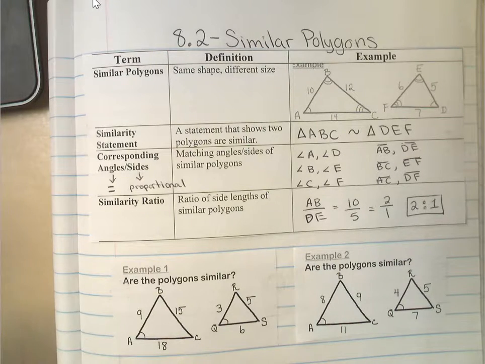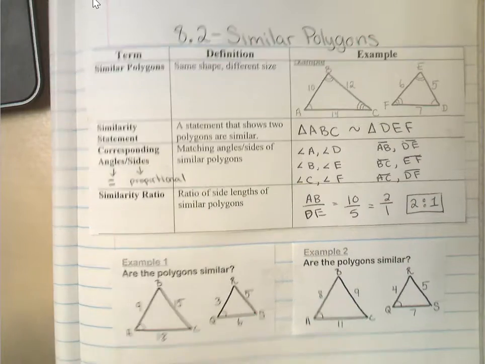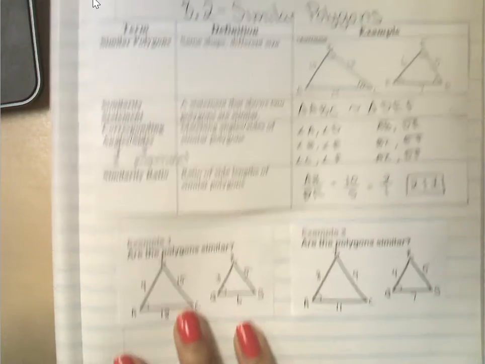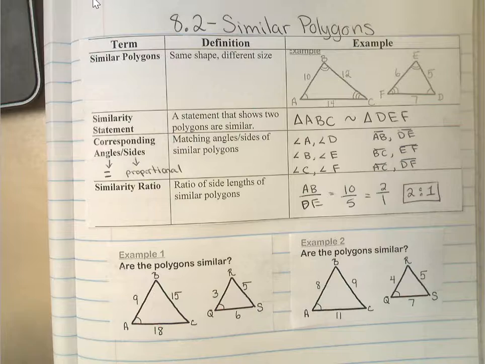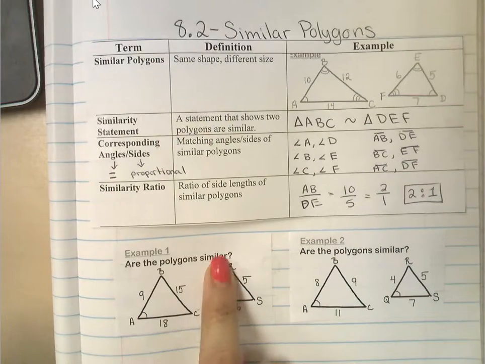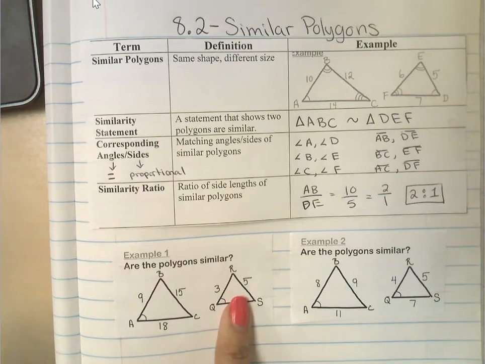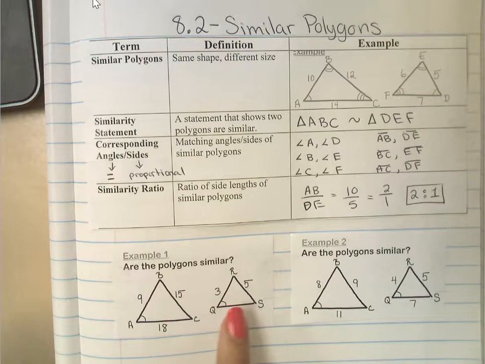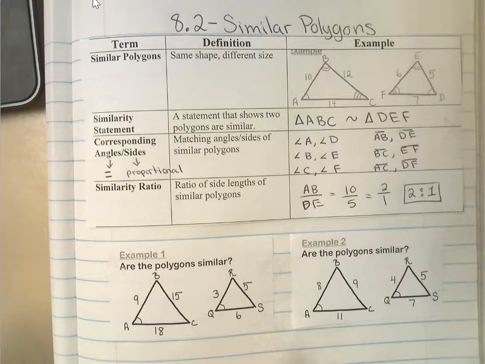All right, this next section is titled 8.2 Similar Polygons. We went over the vocabulary in class. I wanted to work out the examples for this section. So for examples 1 and 2, they're asking me if the two polygons are similar. Remember, similar means that I have the same shape, but they're different size and they're proportional.